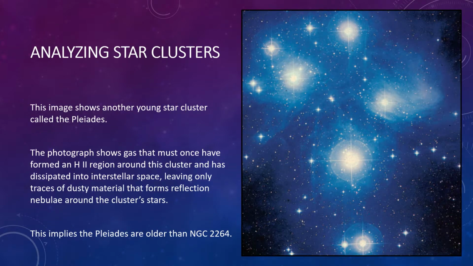This image here shows another young star cluster called the Pleiades. The photograph shows gas that must have once formed an H II region around this cluster and has dissipated into interstellar space, leaving only traces of dusty material that forms the reflection nebula, the blue color, around the cluster of stars. This implies that the Pleiades must be older than the other one that we just looked at, NGC 2264, right? So just because of the color, we know this must be older.